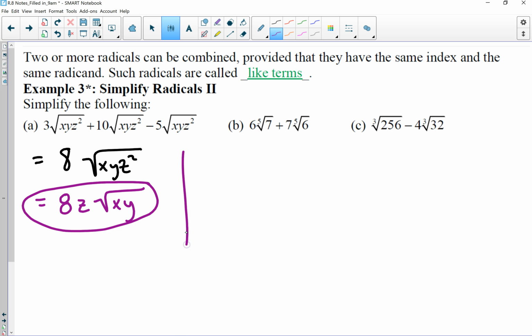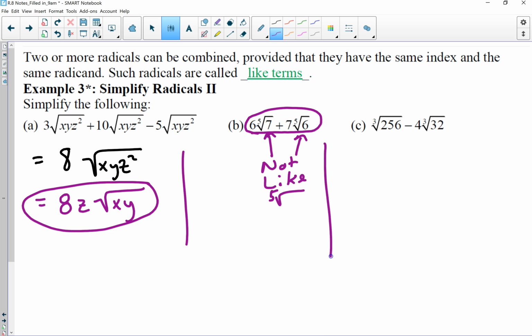Now B, I'd be very tempted to say I have like terms. I see a 5th root and I see a 5th root. However, when I look at the numbers under the 5th root, these are not the same. One is a 7 and one is a 6. So these are not like roots that I can actually add up. So what can I do in this problem? Nothing. I can't do anything. So I would just circle what it was before. That's the best you can do, is write it out as 2 separate terms.